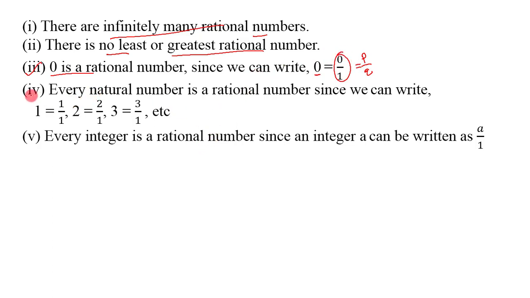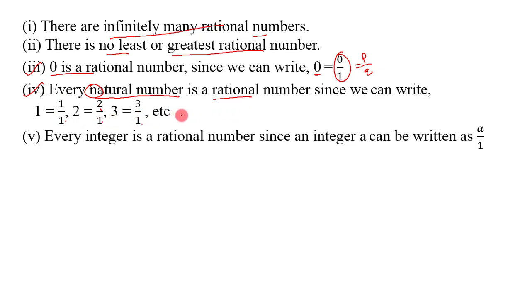And you need to understand the fourth point, that every natural number is a rational number. Every natural number is a rational number, because every natural number can be written in the form of p by q by taking the denominator 1.